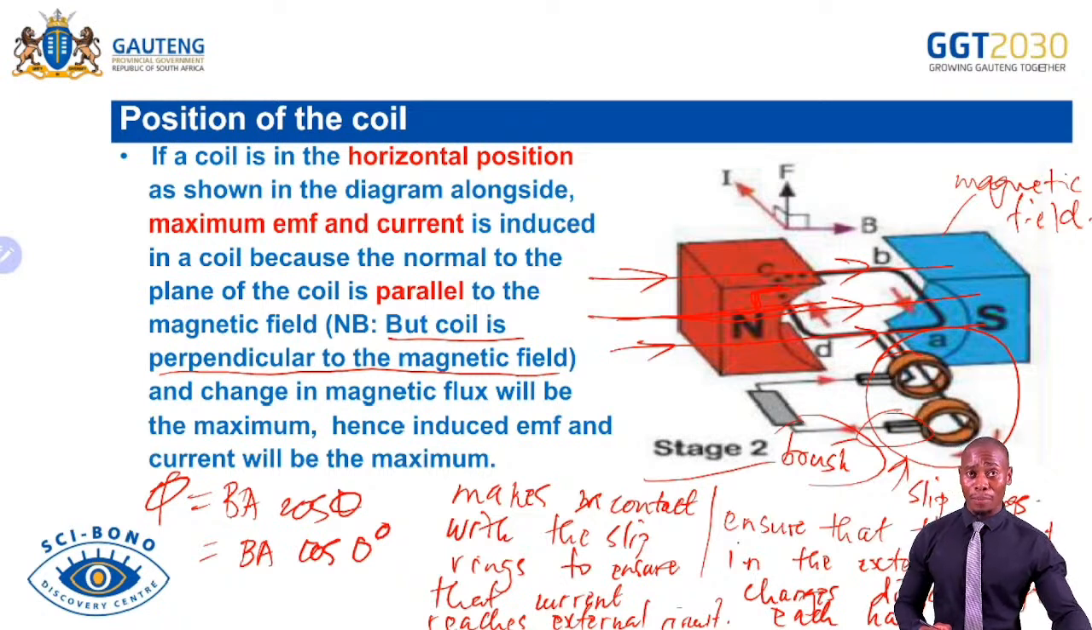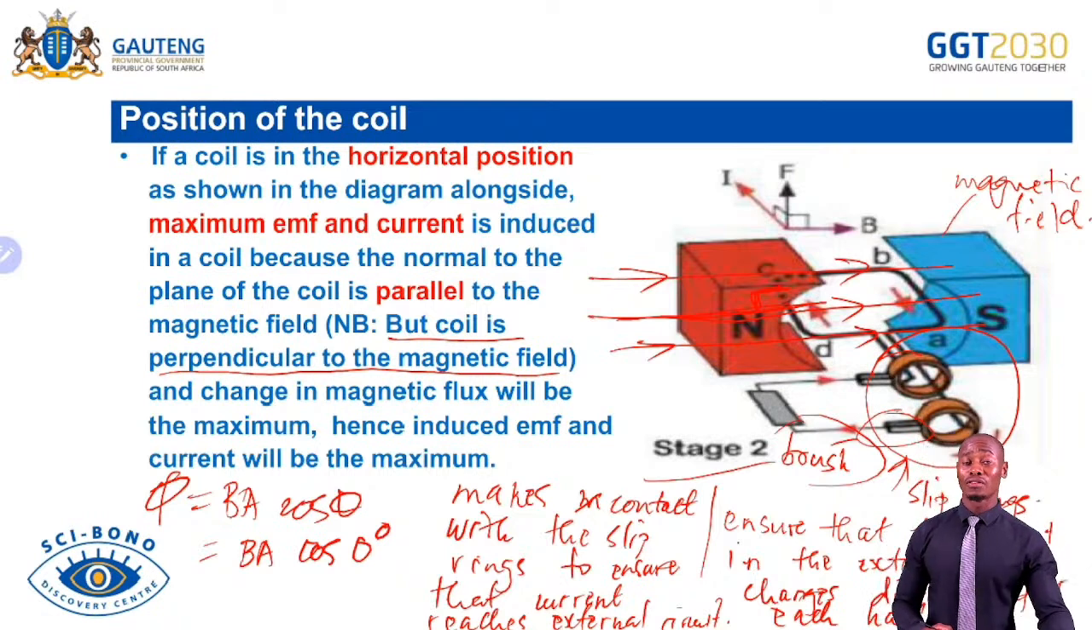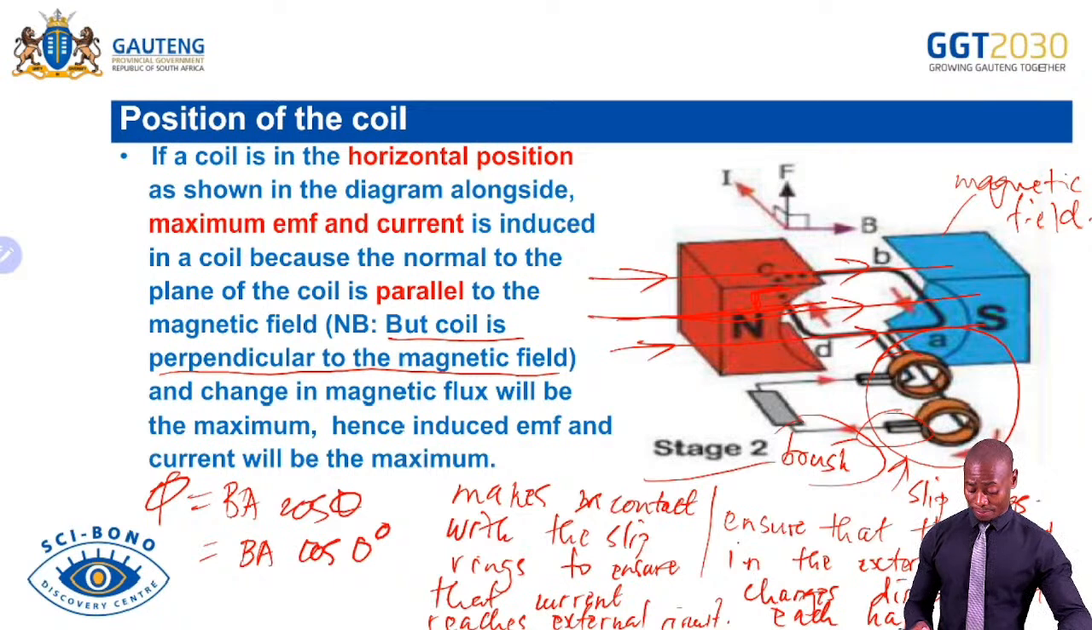So the normal to the plane is parallel to the magnetic field, but the coil is perpendicular to what? To the magnetic field. But when you explain, you need to talk about the normal to the plane. All right. So the normal to the plane will be parallel to the magnetic field, and if the normal to the plane is parallel to the magnetic field, then magnetic flux will be the maximum, and if the magnetic flux is the maximum, therefore EMF is also going to be what? The maximum.